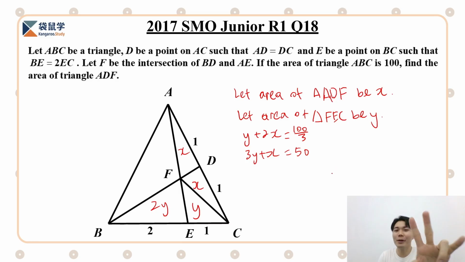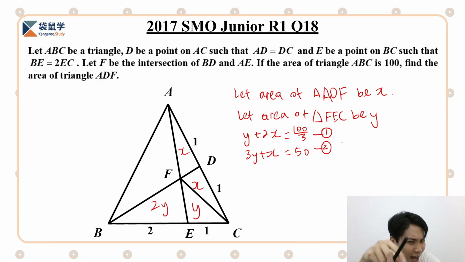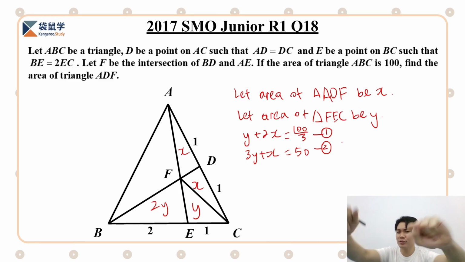Yes. We have 2 variables, 2 equations, we can solve for both. But this question only needs us to find area of ADF, so we actually only need to solve for X. So we want to solve for X, what we can do is we want to get rid of Y. Okay. So if you're not learning simultaneous equations, don't worry. This one is a little bit more basic. We can use the elimination method.